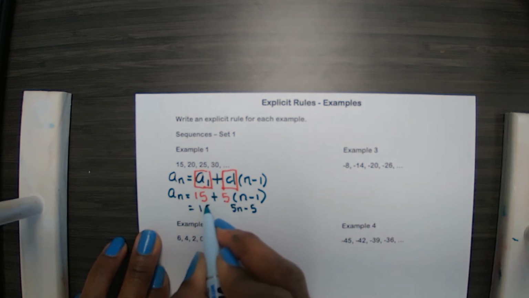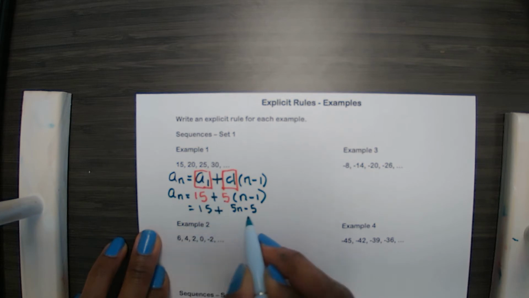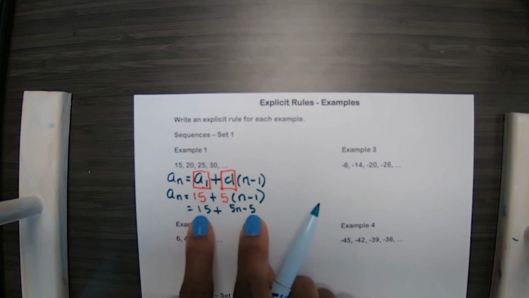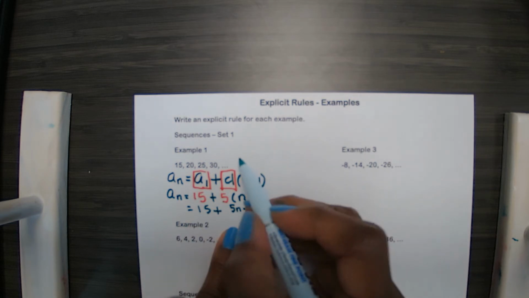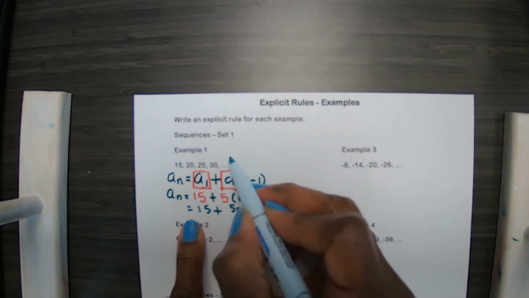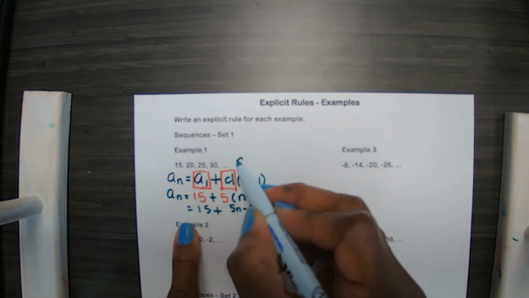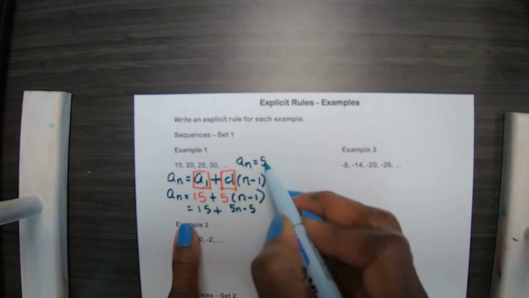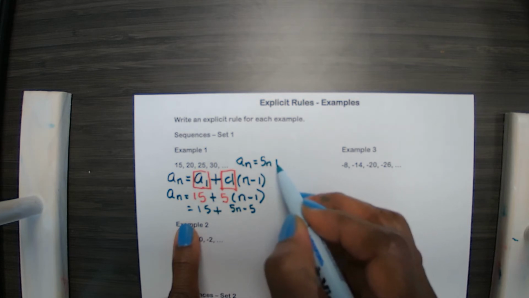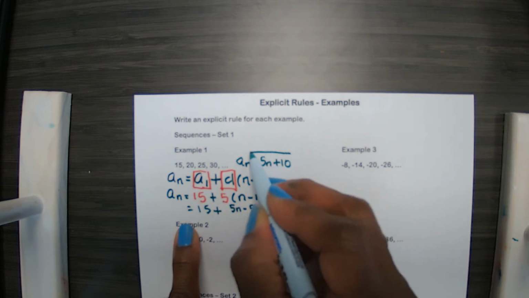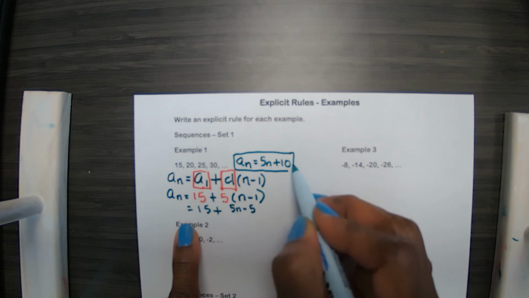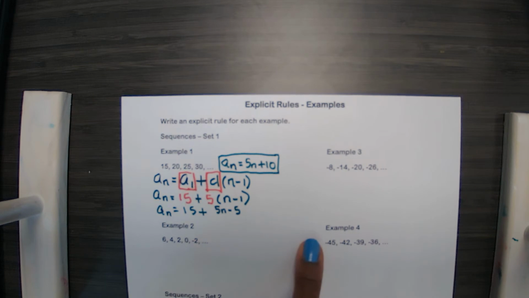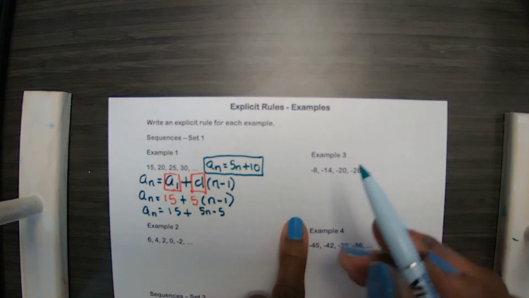Bring down my 15. Let's put our like terms together. And we see that we have 15 and negative 5. That gives us positive 10. And there's a couple of ways to write this, but I'm going to go with a sub n is equal to 5n plus 10. That's a really good start. So that's that rule. So let's go to the next one.